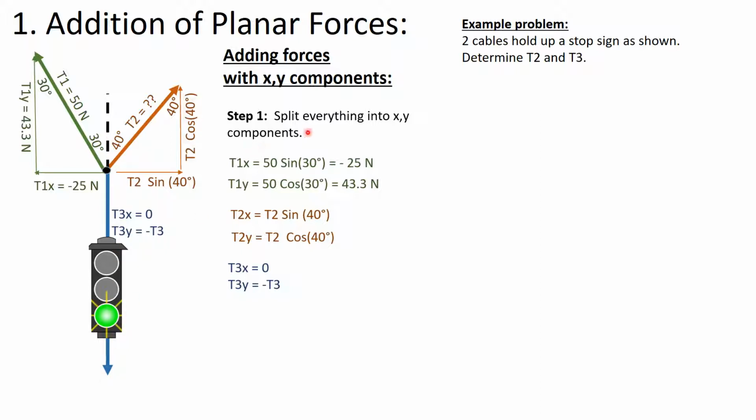So this is the first step. Split everything into x, y components, and you're going to use SOHCAHTOA to do this. Sine is opposite over hypotenuse. So your hypotenuse times sine 40, that's going to be the length of this side. Cosine is adjacent over hypotenuse. So cosine is going to be this adjacent side to your angle, hypotenuse cosine 40. So just really remember those SOHCAHTOA relationships to split everything into x and y.